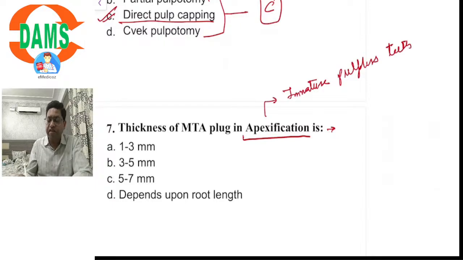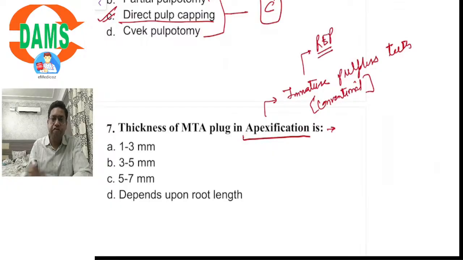What type of treatment is it? It is conventional treatment, or old treatment. Whenever we find a situation of immature pulpless tooth, the contemporary treatment would be regenerative endodontic procedures. So if you encounter a question, what is the treatment of choice for a tooth with open apex and non-vital status, then the treatment of choice would be pulp regeneration, regenerative endodontic procedures, pulp revascularization, or similar terms.